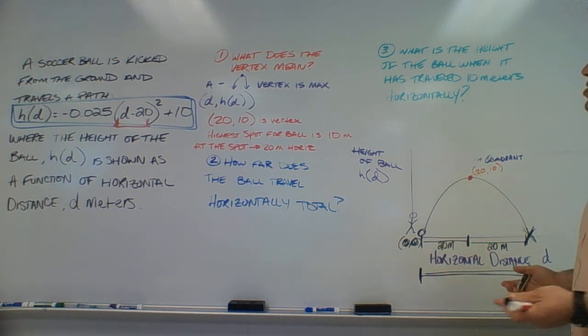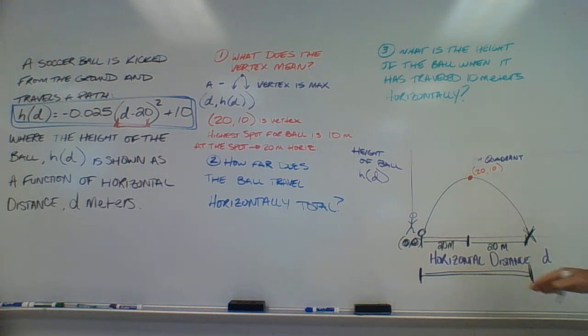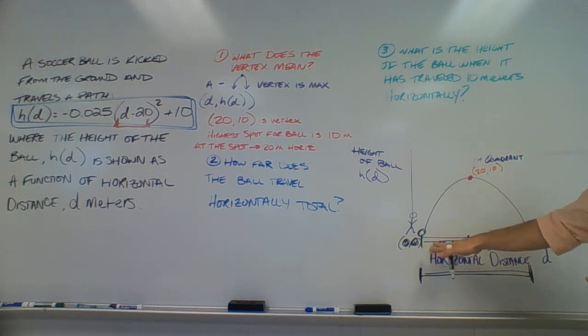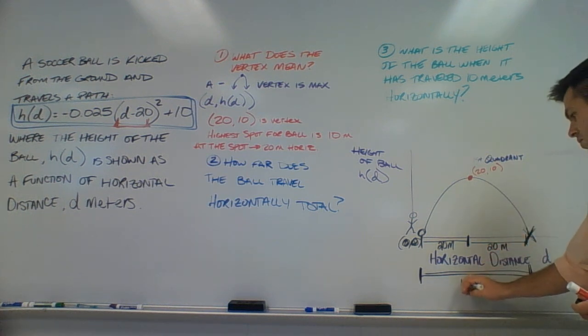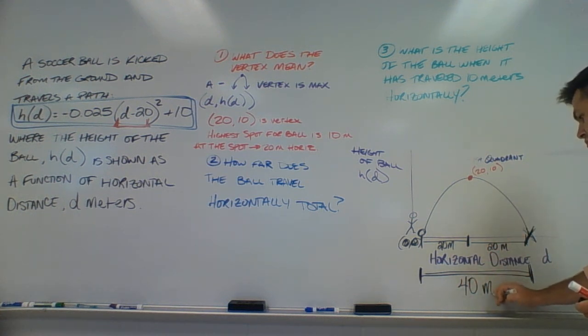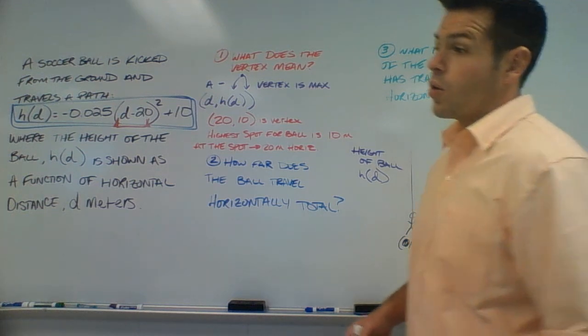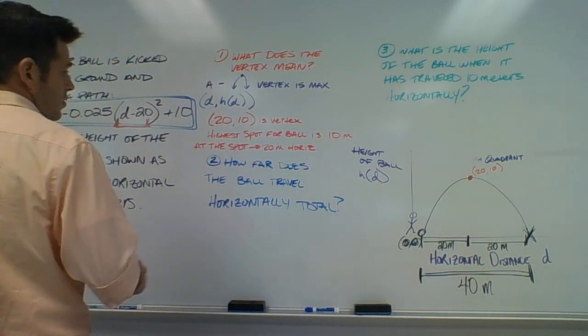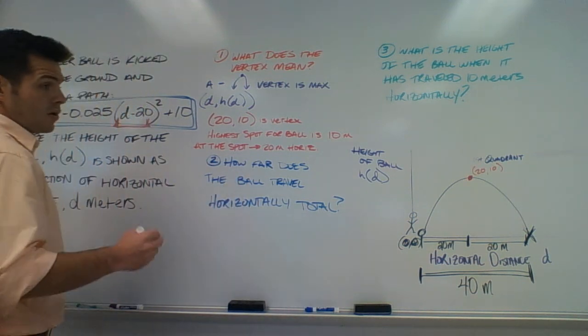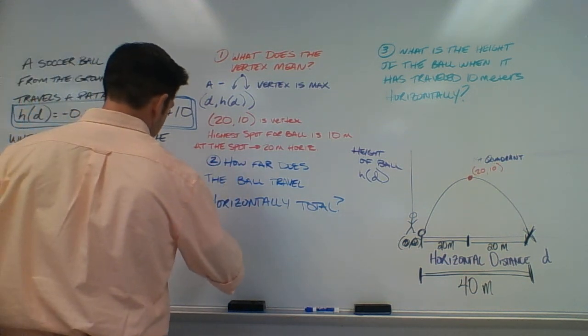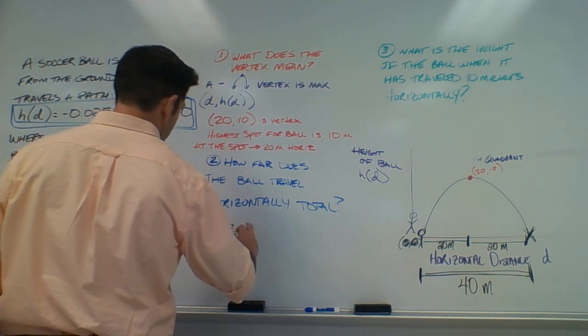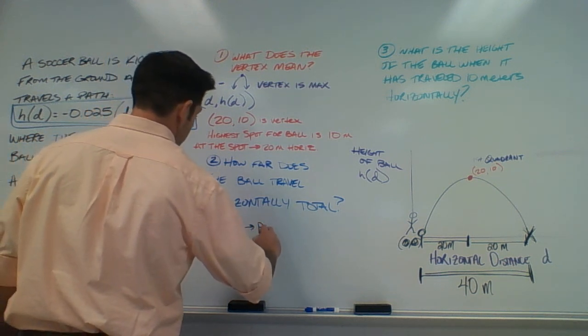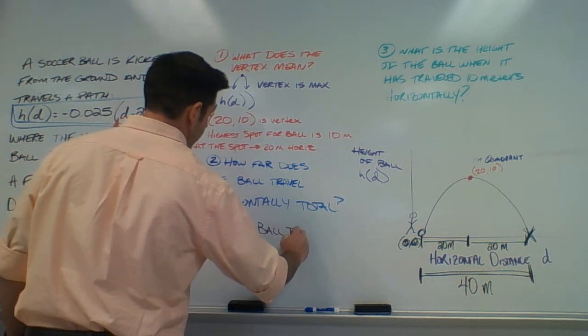So how far does the ball travel horizontally? There's not a lot of math work to be done here because we're going to travel 20 meters to get to the highest location from the kicking spot, and then 20 meters from the highest location until it hits the ground again. So a total of 40 meters horizontally the ball has traveled. How far does the ball travel horizontally total? Horizontally speaking, the ball travels 40 meters total.